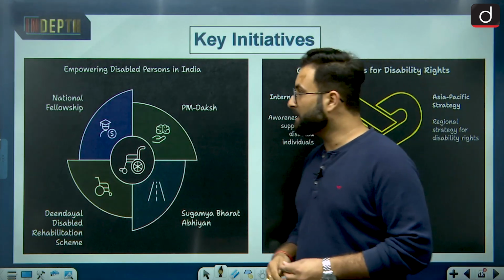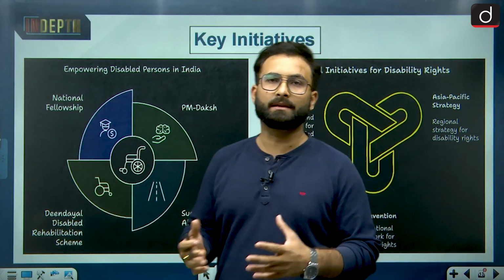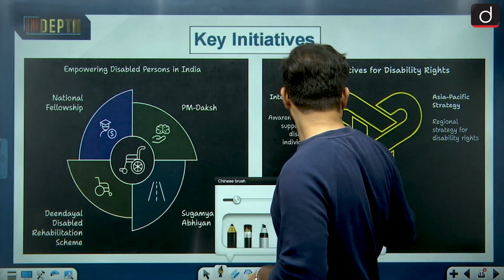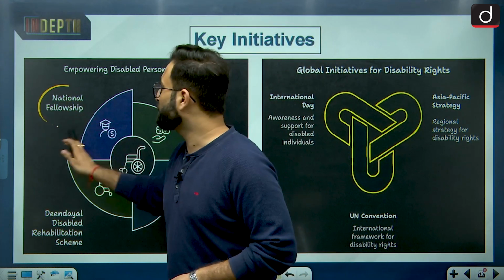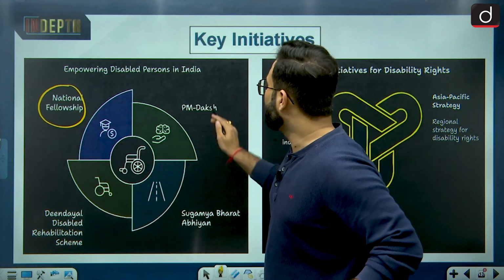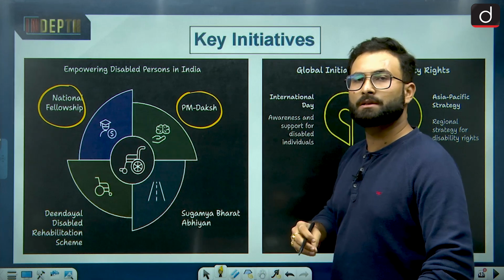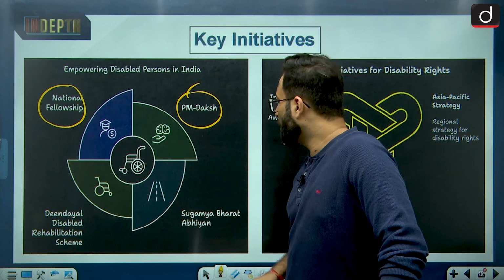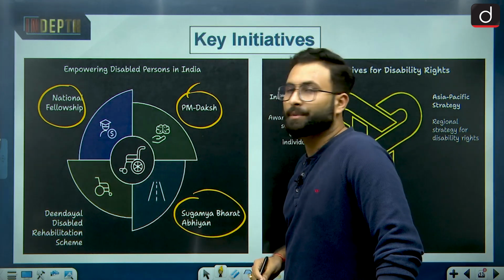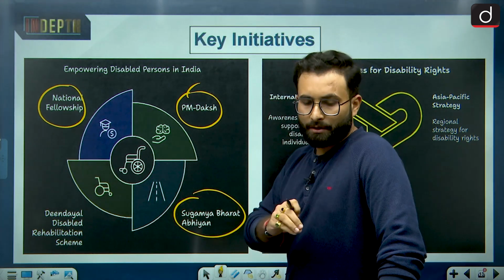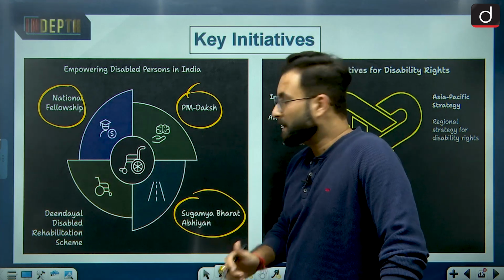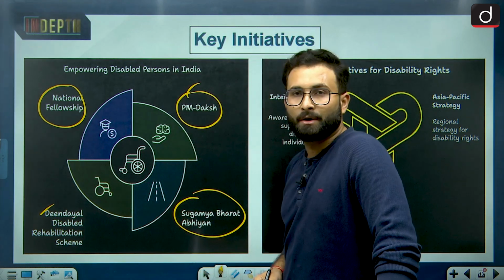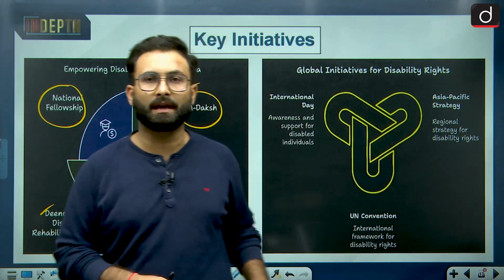Now, if we talk about the key initiatives, at the national level and the international level, we have certain initiatives. The names of these initiatives: we have National Fellowships for people with disabilities, we have PM Daksh, a scheme by the central government for people with disability. Then we have Sugamya Bharat Abhiyan. Sugamya Bharat means that accessibility for all should be there. Then the Deendayal Disabled Rehabilitation Scheme. So those are some initiatives at our national level.